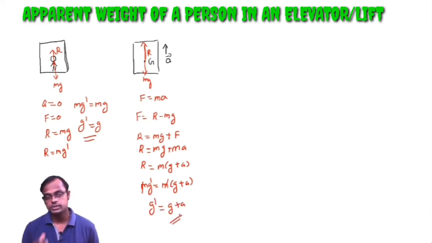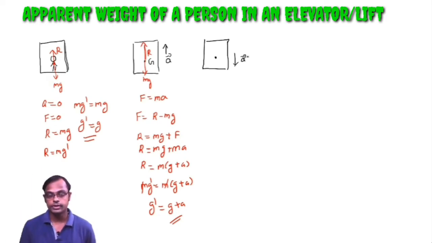Now you just consider the other case. That is, the lift is coming downward, but it is accelerating. So let me draw the diagram here. Once again, this is the lift, and this is the center of gravity of the person. Now the lift is accelerating downward, so acceleration is downward here, right?